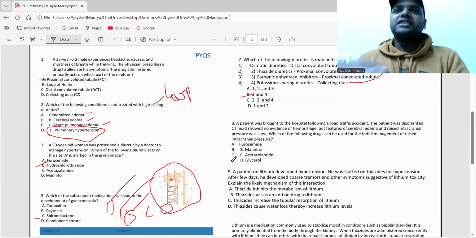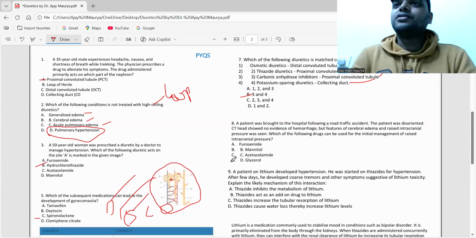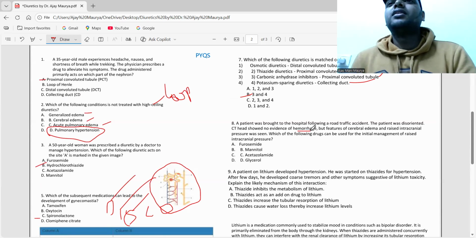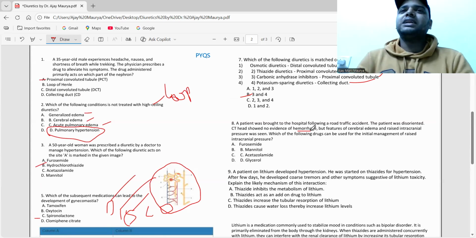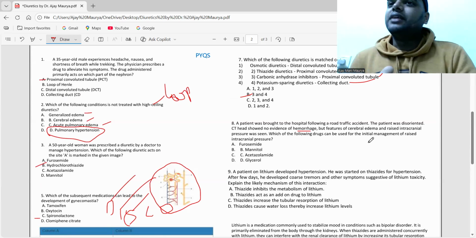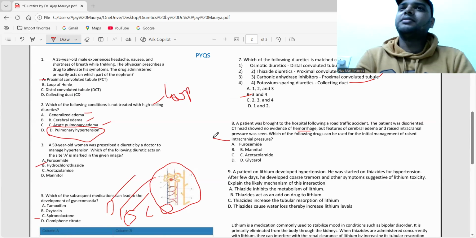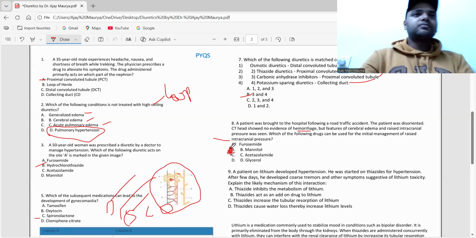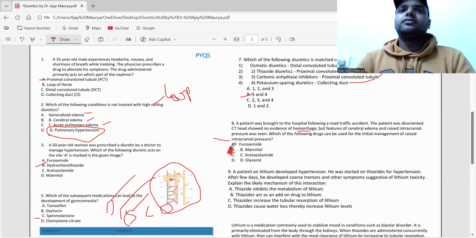Next one. A patient was brought to the hospital following a road traffic accident. The patient was disoriented, CT head scan done, no evidence of hemorrhage. See here, there is no hemorrhage, so cerebral edema. Which of the following can be used for the initial management of raised ICP? As far as ICP is concerned, cerebral edema causes raised ICP. The drug of choice is going to be mannitol.